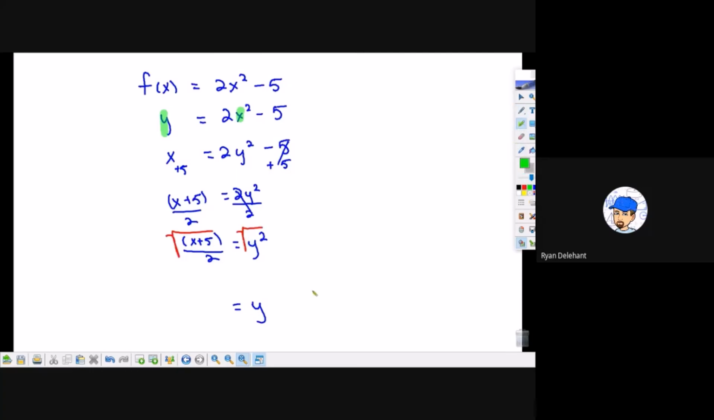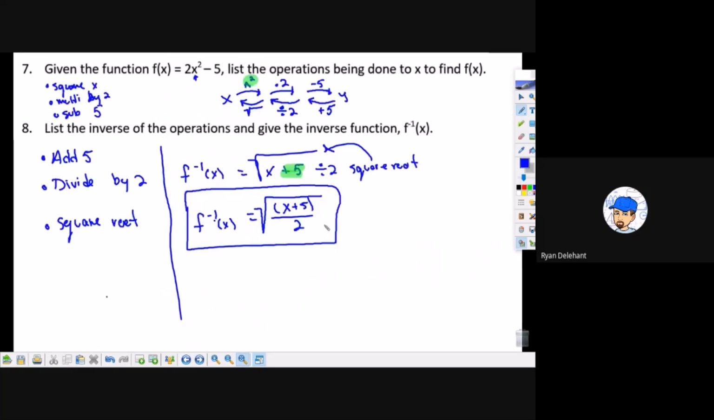Meaning that when I get down and I solve for y, look what we ended up with that we just wrote down: the square root of x plus 5 over 2. When we flip those variables and solve for y, we just algebraically found the inverse function. It matches what we just found right over here.